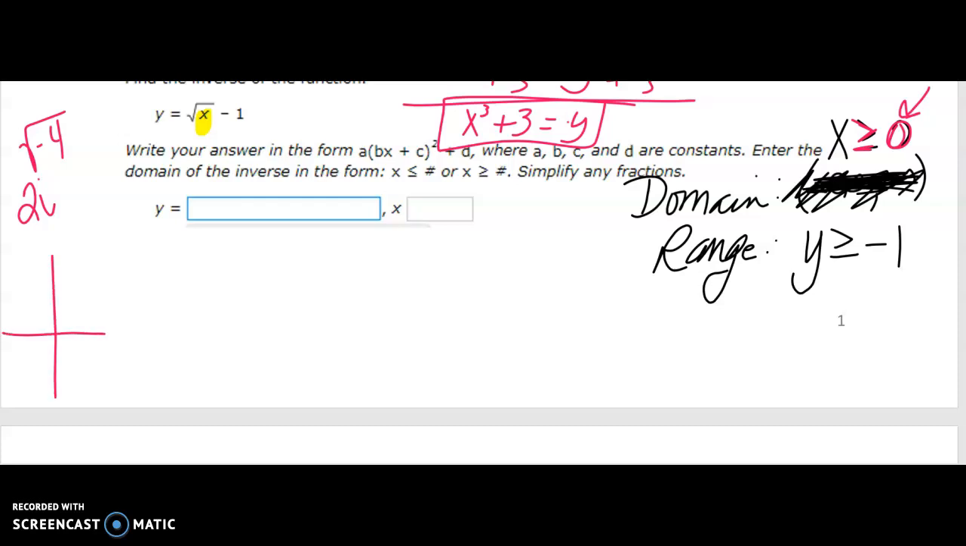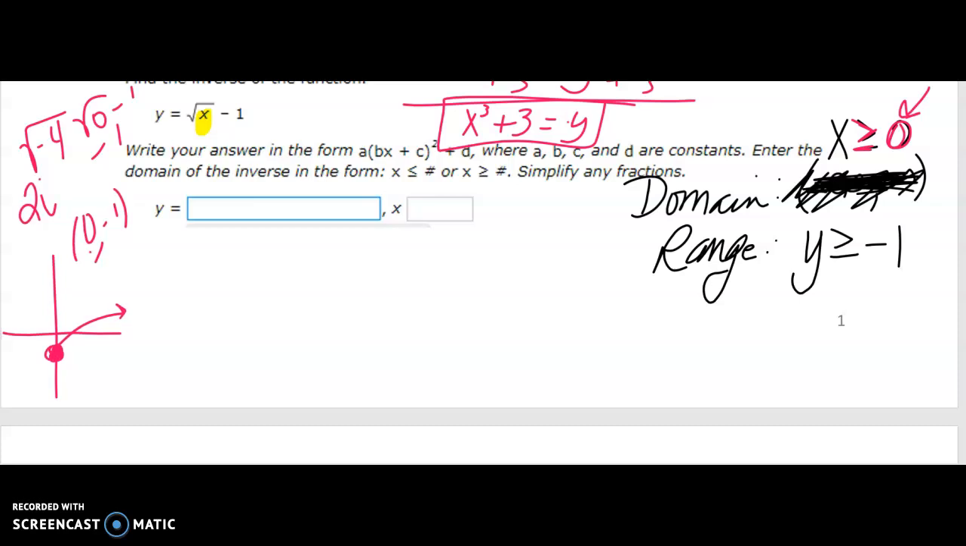If we were to graph this, if I put the smallest number in for x that I could get, if I put 0 in, the square root of 0 is 0, minus 1 would be -1. So if I put 0 in, I get -1 out. So (0, -1) is right there, and it's going to look like this.